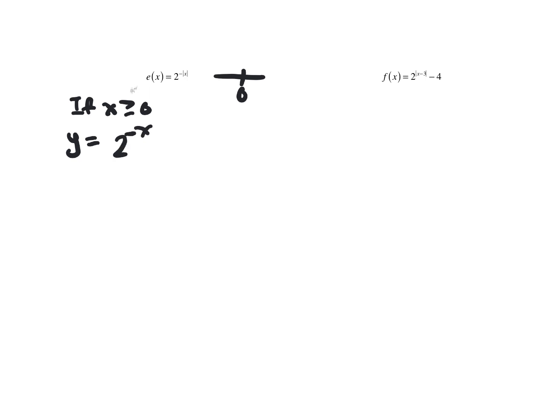So let's look at 2 to the negative absolute value of x. And if you remember about an absolute value, you really want to write it as a piecewise function. The turning point here is at 0. So if I think about if x is greater than or equal to 0, that means inside the absolute value, I'm not doing anything. So I'm just graphing y equals 2 to the negative x.